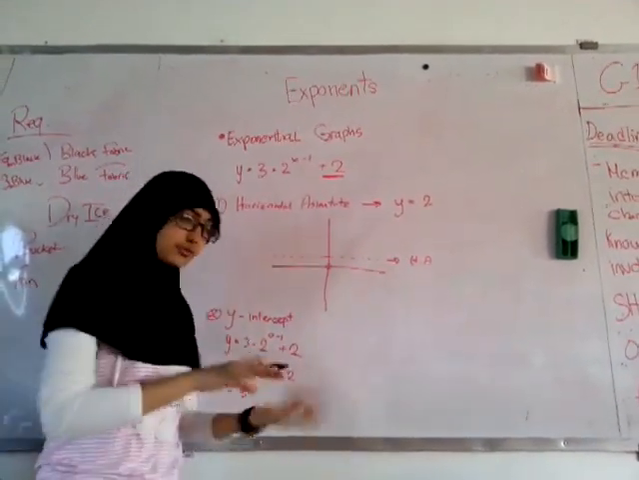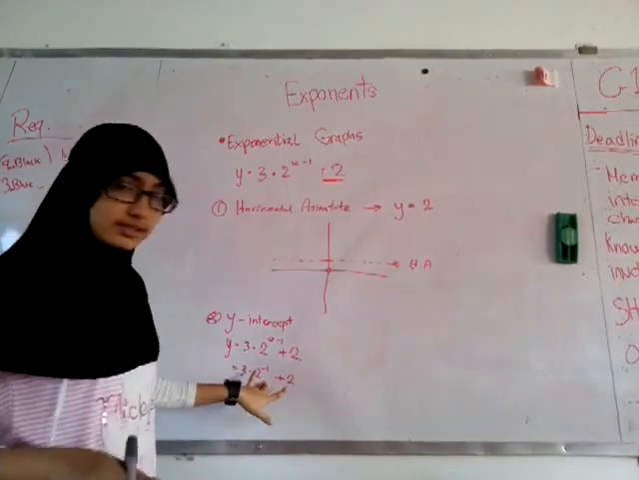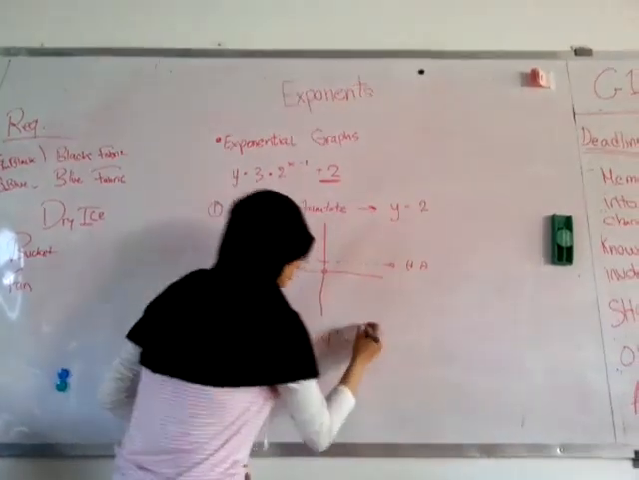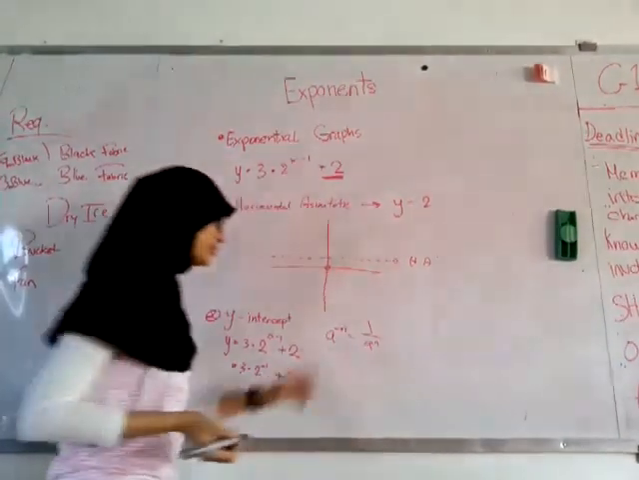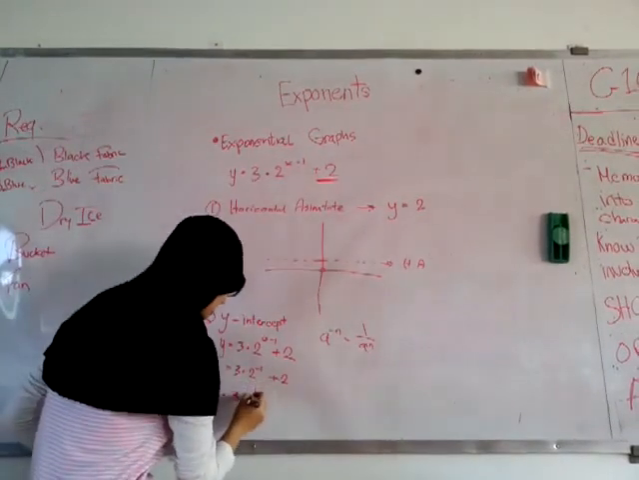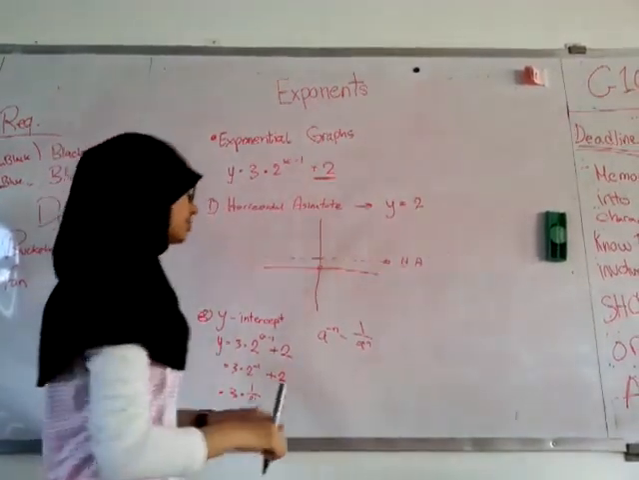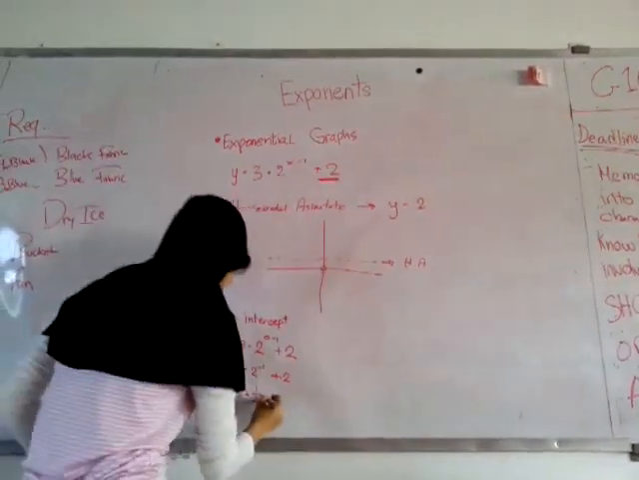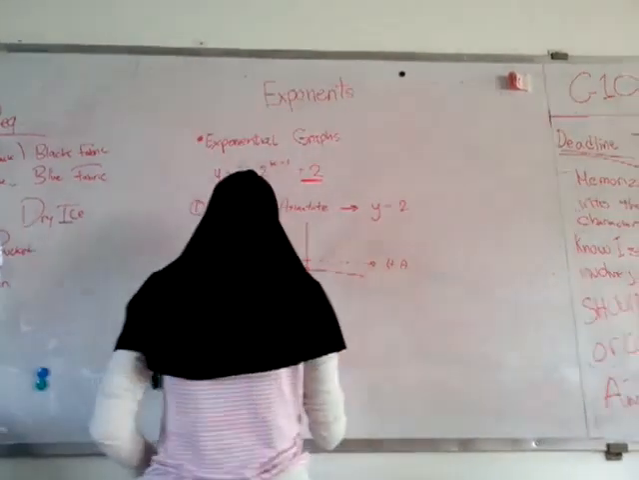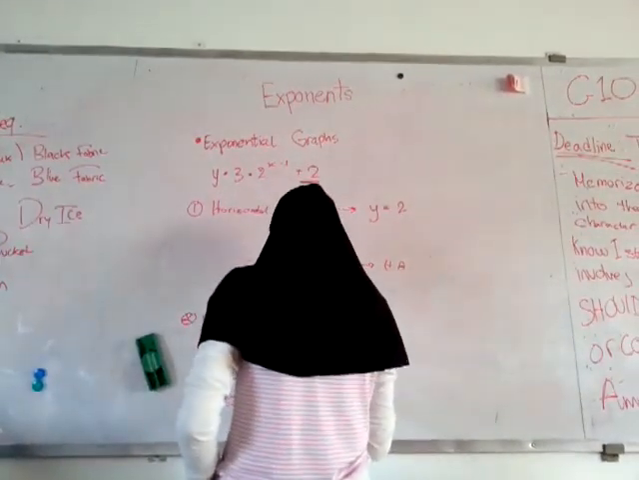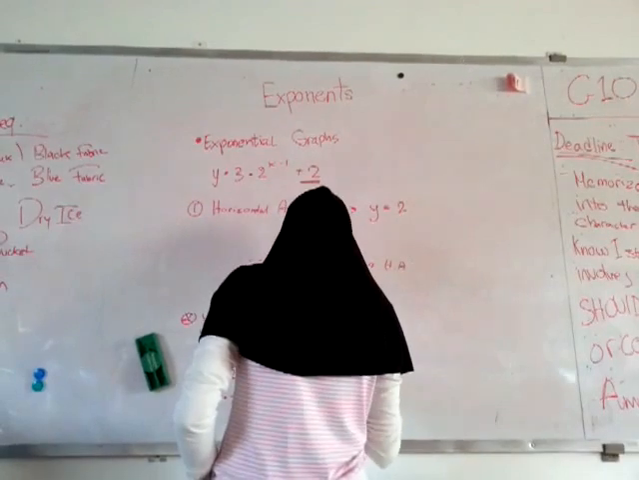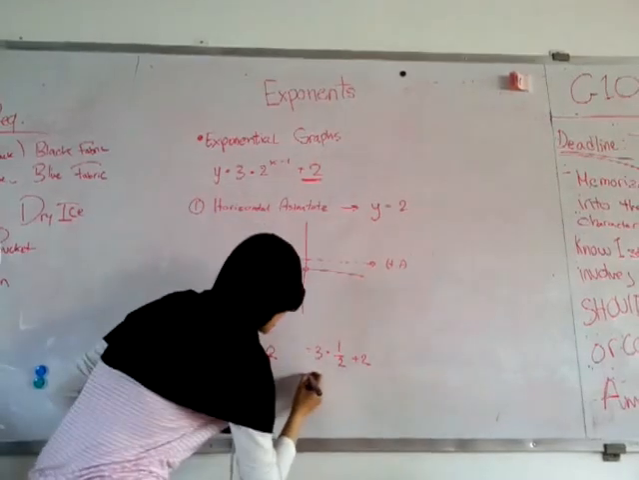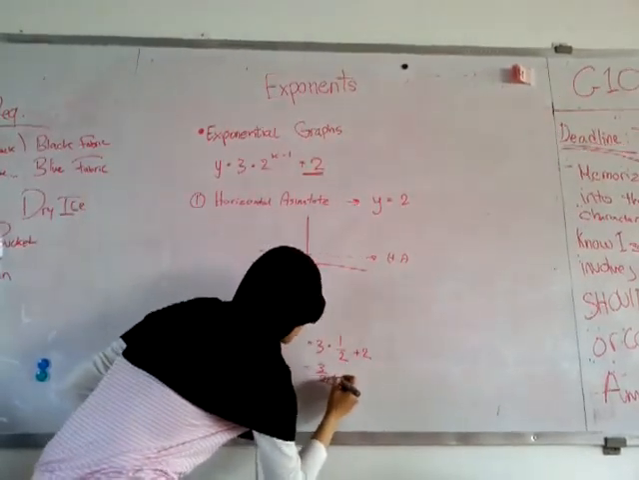As you've learned before, if you have a negative exponent, a^(-n), you move it and it becomes 1 over a to the power of n. Same here, it's going to be 2 to the power of 1, or in other words, 1 by 2. So 3 times 1 by 2. What is 3 times 1 by 2? It equals 3 by 2, plus 2.